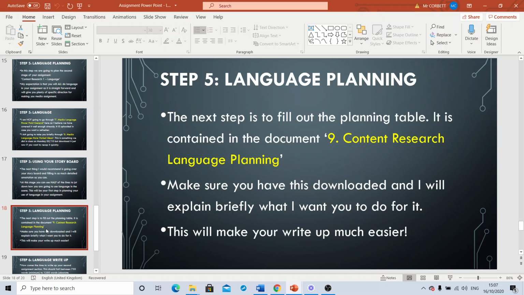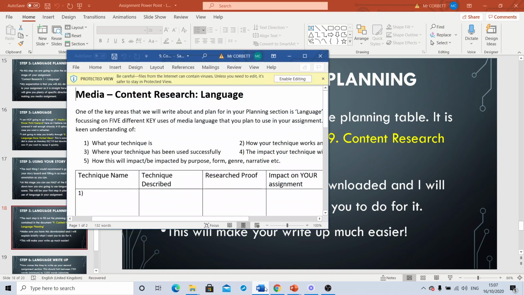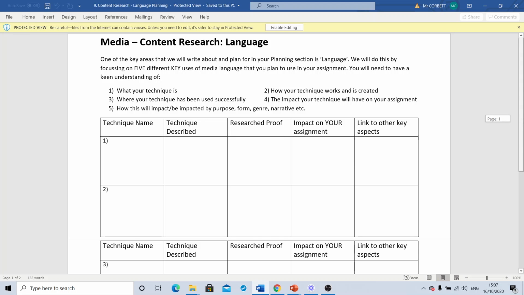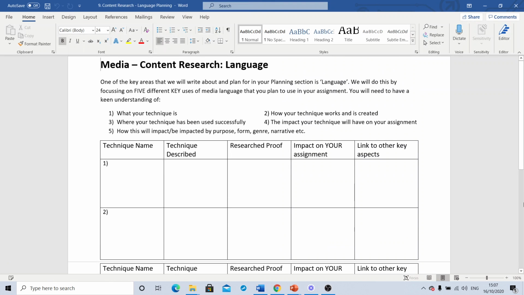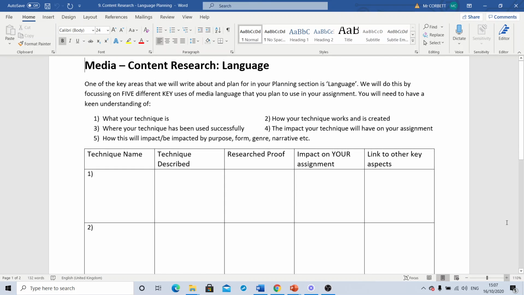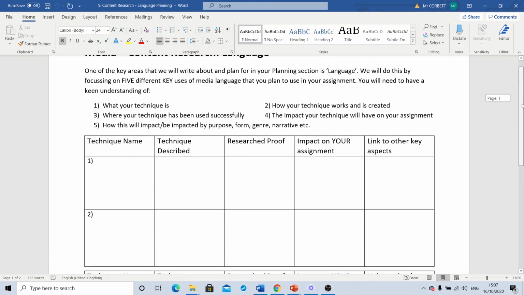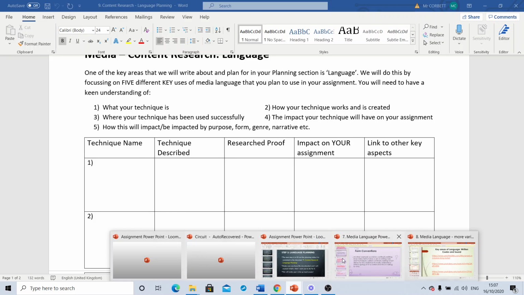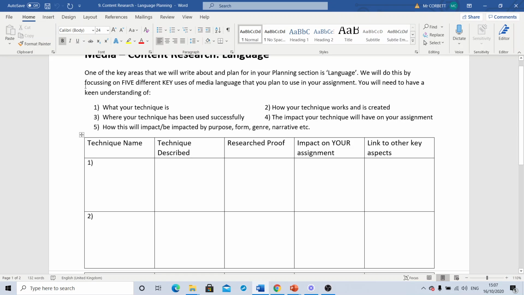So, final thing that we're going to do is look at filling out the planning table. It's contained in the document 9, Content Research Language Planning, which is here. Okay, and let's enable editing because that should make it less annoying. It didn't. Oh. So it is quite simple. I'll show you another example in here in a minute, but just to talk you through it.